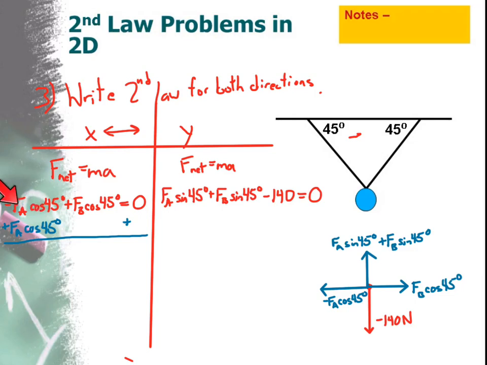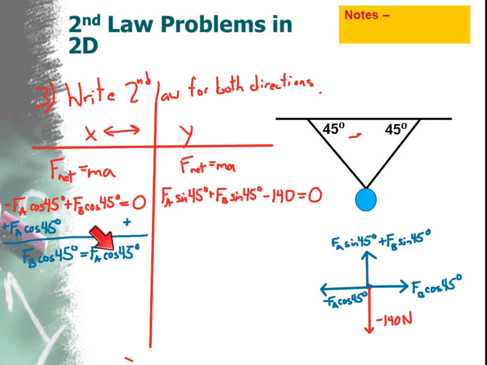So what I'm going to do to solve this for F sub B is that I am going to add F sub A cosine 45 to both sides of the equation. And when I do that, I will get rid of this term on this side of the equation. And I'm left with this term, F sub B cosine 45 degrees.